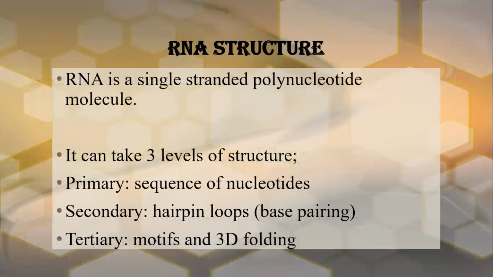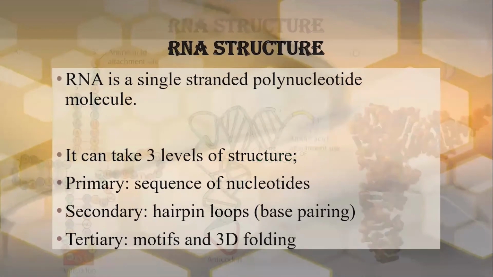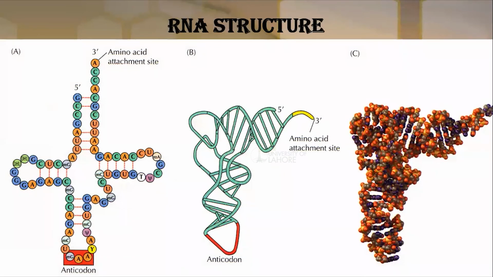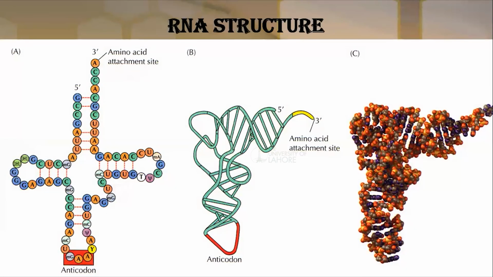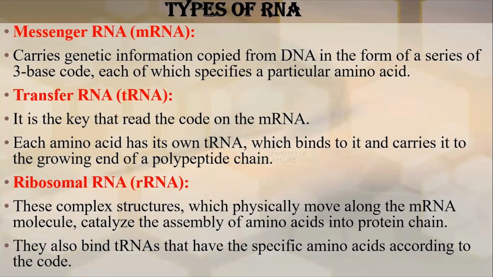So we have the RNA structure, we have the DNA structure, the common one. So I'm not going to talk much about this. So we can have three structures of the RNA. You can see the sequence of nucleotides, primary, secondary, the hairpin loop. You can say hairpin loop is here. You can see the loop is basically anticodon, and you can see loops are basically forming. And the next one is basically the 3D structure.